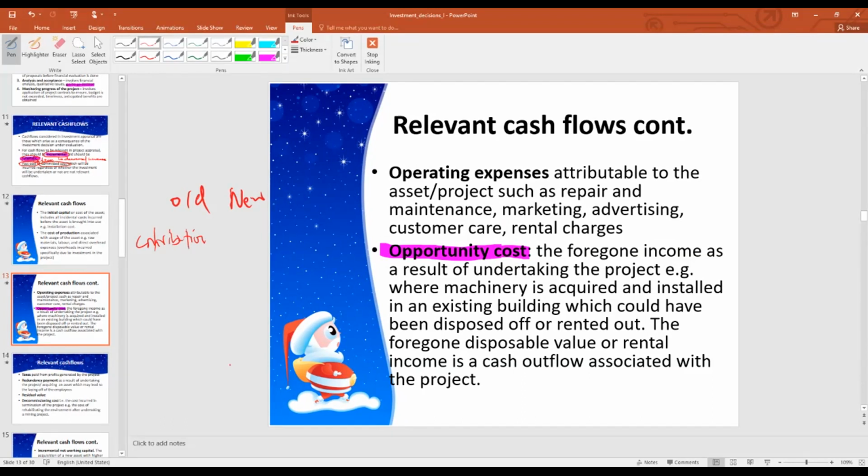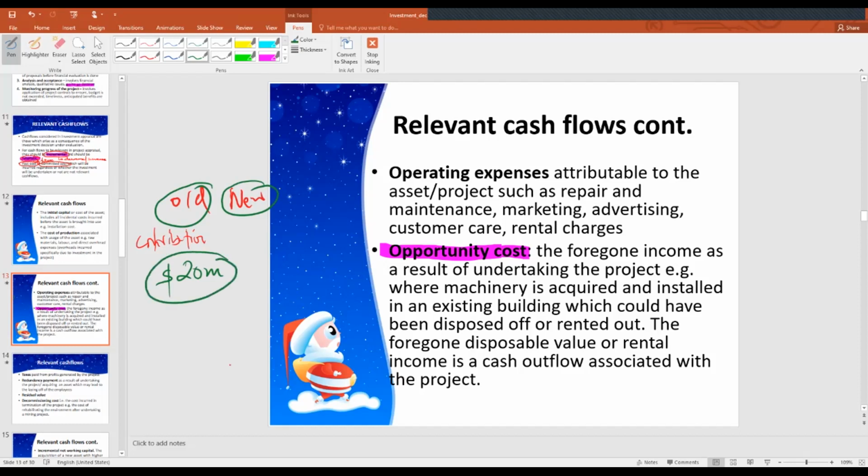So for example, the amount you used to earn from the work they're doing, let's say per annum, is $20 million. If now you're going to be diverting these employees from the old machine to the new machine, what happens is that going forward, you won't be earning this 20 million because you have taken the employees from the old machine into the new machine.